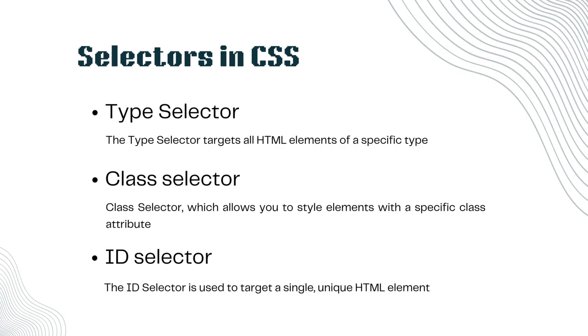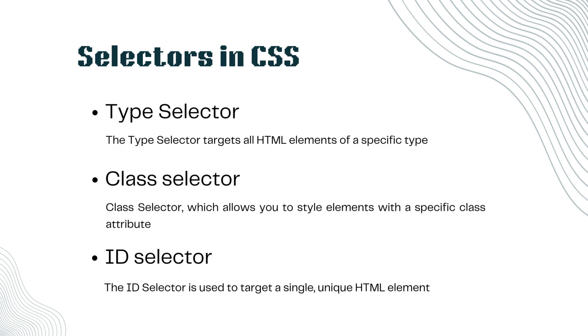To summarize, type selector targets all elements of a specific type like h1 or p. Class selector targets elements with a shared class attribute and starts with a dot. ID selector targets a unique element using an ID attribute and starts with a hash. By mastering these basic selectors, you can efficiently style elements and bring structure to your web page designs. Class selectors are the most versatile, while ID selectors should be reserved for unique cases.